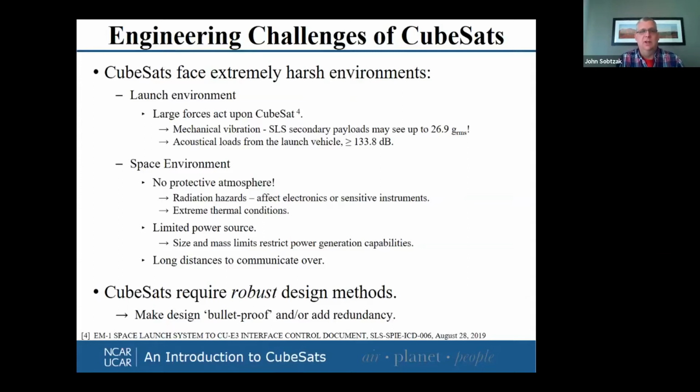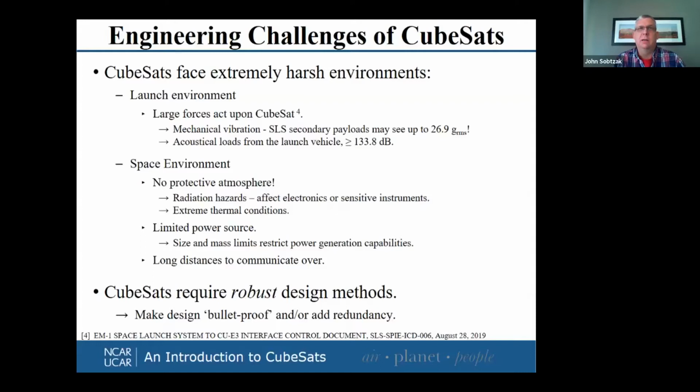All this means is that CubeSats require very robust design methods. And in order to make something robust, you basically have two options. One, you can make it bulletproof, which means use the strongest metals, the most rad-hardy electronics, and try to make it as strong as possible. But even those can fail.